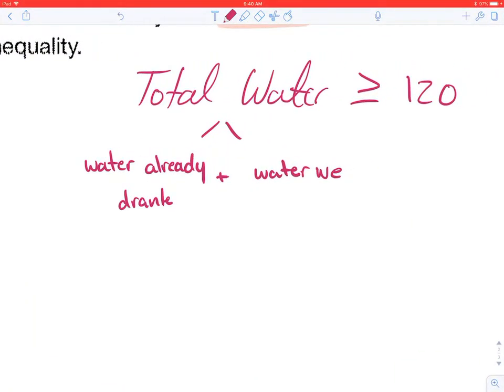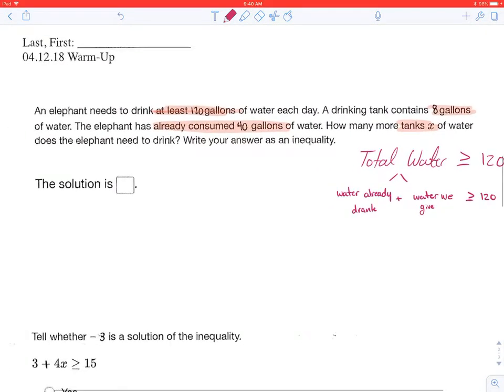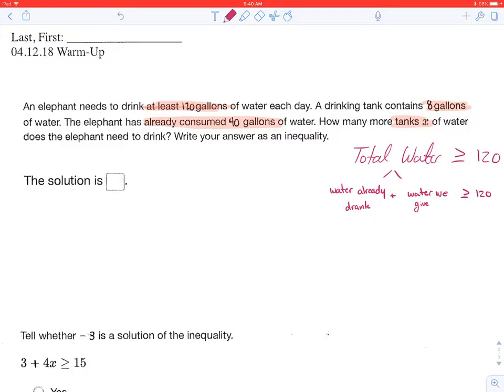Sorry about that. So the total water is going to be the water already drunk plus the water that we give to the elephant. And that has to be in total by the end of the day at least 120. Now the water already drunk in this situation, we can see that we highlighted that the elephant has already consumed 40 gallons of water. So we're going to substitute that in for 40. And then the water that we give, we are giving the elephant tanks, because it says here, how many more tanks X of water does the elephant need to drink? Well, we would do 40 plus, if we give him 1 tank, we would add X.